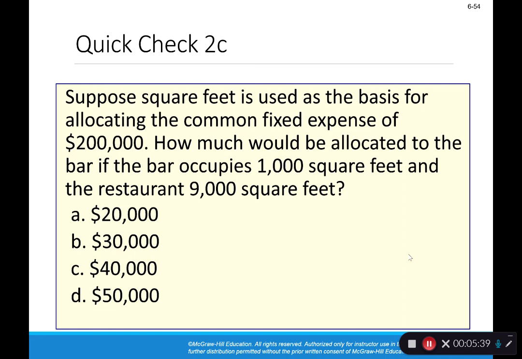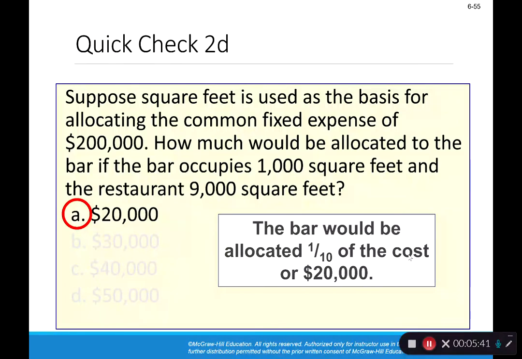And then basically to do the allocation, all you would do is allocate 1/10 of the cost to the bar. How do we get 1/10? Because the bar is 1,000 square feet. The restaurant is 9,000, for a total of 10,000. So the bar makes up 1,000 out of 10,000, or 10%. And the restaurant makes up 9,000 out of 10,000, or 90%.